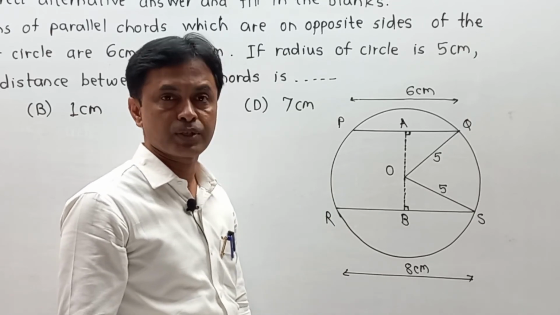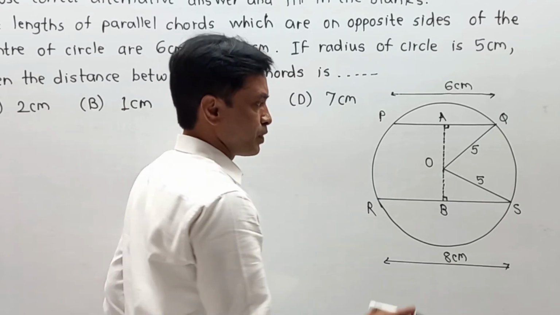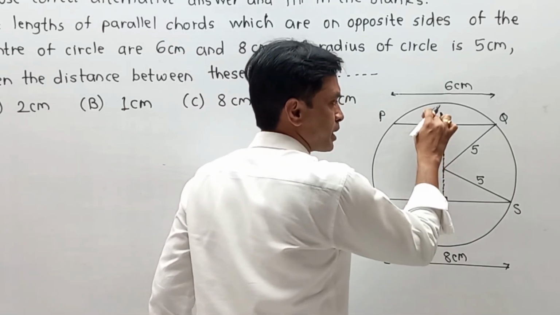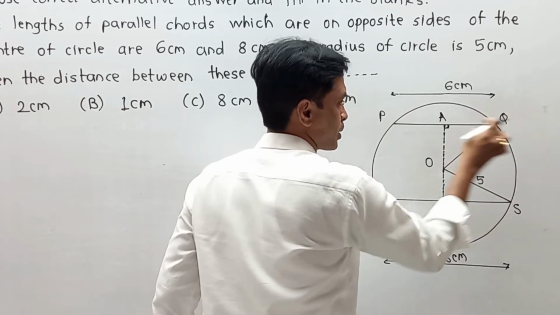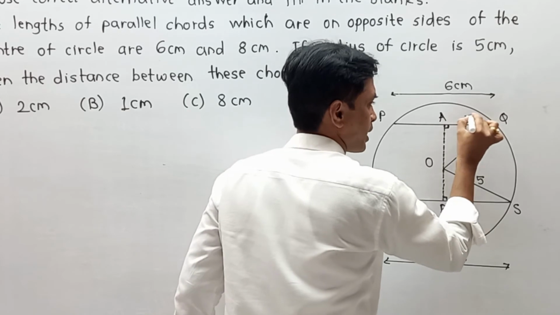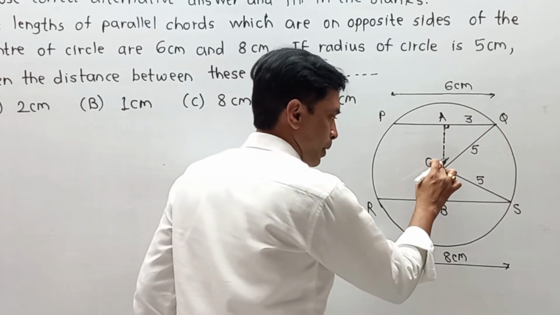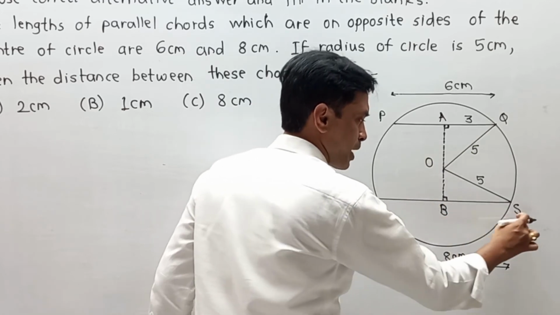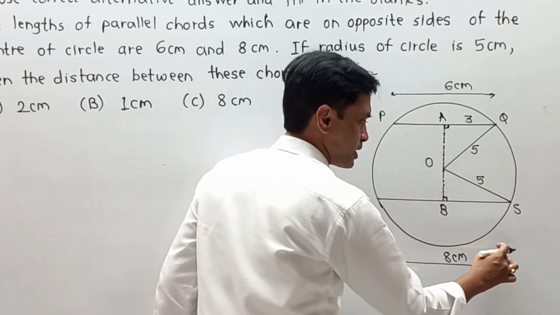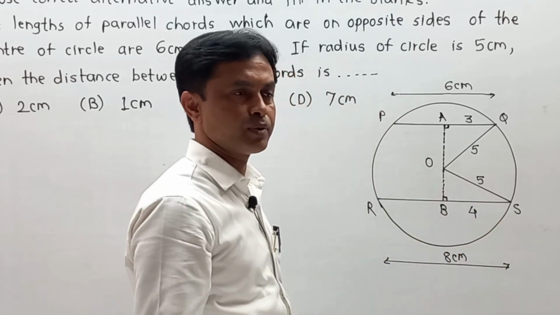Now, it is a tricky question. As it is asked for 1 mark, I am going to give you a hint or trick. First, we know that a perpendicular from the center of a circle to a chord bisects the chord. Since the entire PQ is 6, AQ will be half of that, automatically 3. Step 1. Again, a perpendicular from the center of a circle to a chord bisects the chord. The total chord is 8 cm, half of that means 4. So I am able to get the second value.